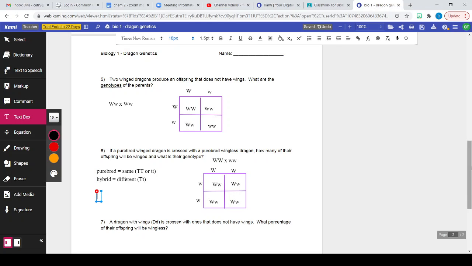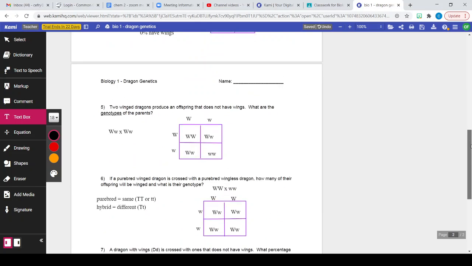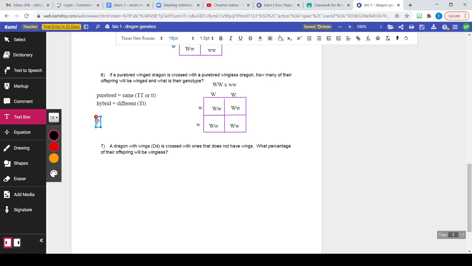Well, with a capital and a lowercase, your dominant gene is there, which means it's going to be wings. All right, so 100 percent are winged. And their genotype means letters. It's going to be a capital and a lowercase. So this is your answer right here in the blue box.